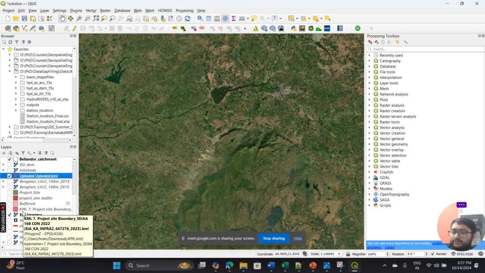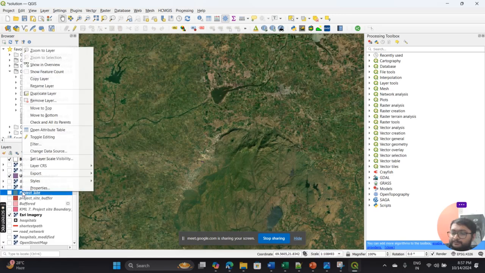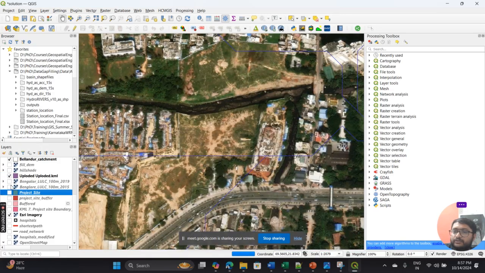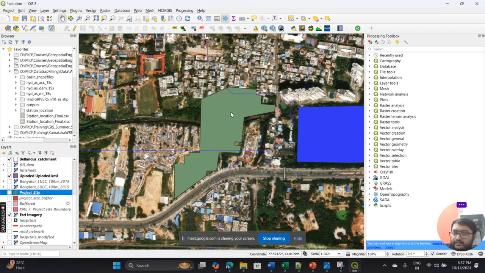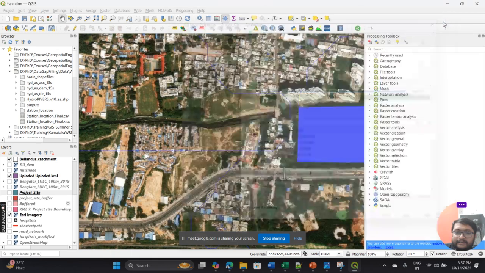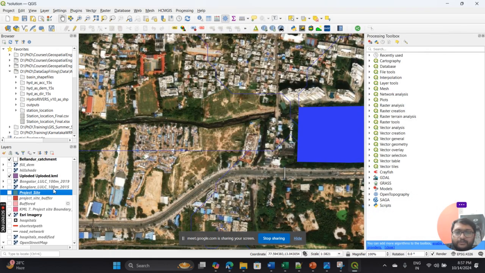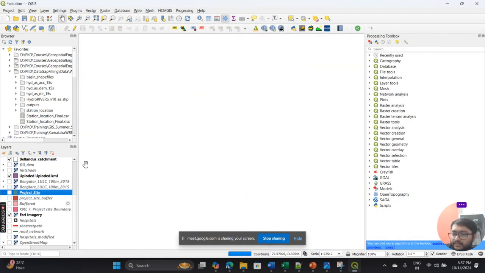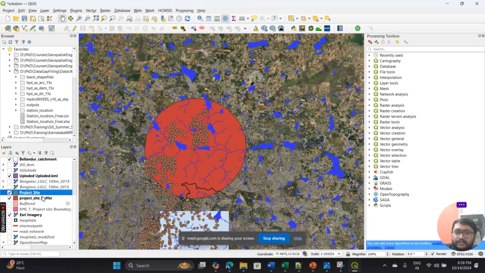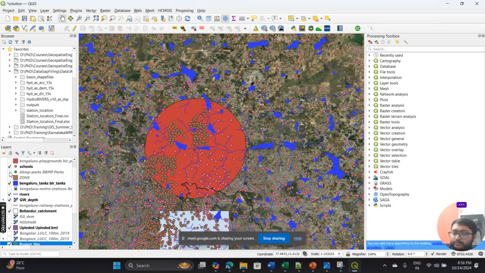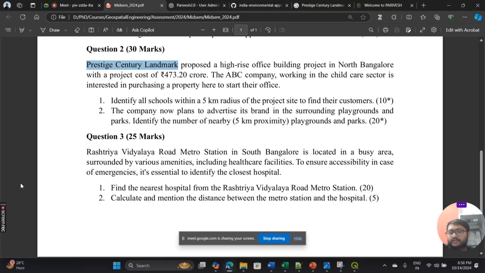So we have been given the data related to the project site which is going to come up at this location. You can see here, this blank area is where the site is going to come up. And then, how many schools are there in the nearby region? What we have done is take a buffer of 5 kilometers, and then put in the data related to the schools, parks, and other things. Then we did the filtering and extraction tools which we learned in the hands-on session, and found out how many schools, parks, and playgrounds there are.